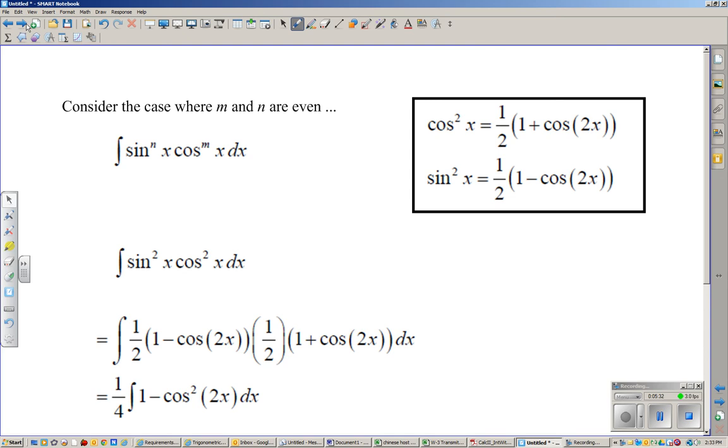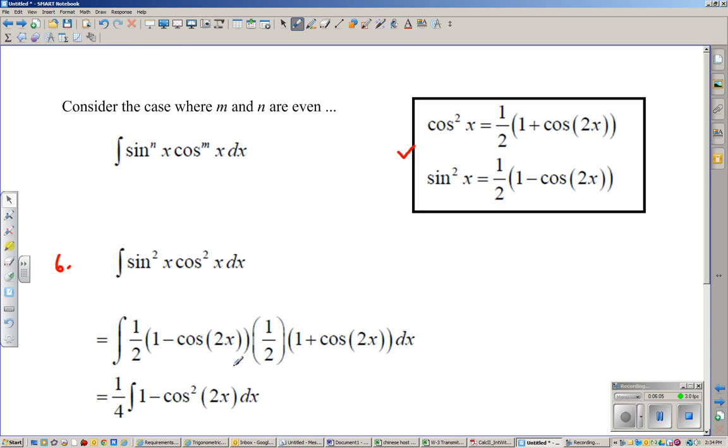M and N are even. And over here in the box, I've put the hint. And these use the so-called half-angle formulas for cosine squared and sine squared. This problem is very much like number 6 in the book. It isn't exactly like 6 because 6 has some upper and lower limits, so it needs to be evaluated.